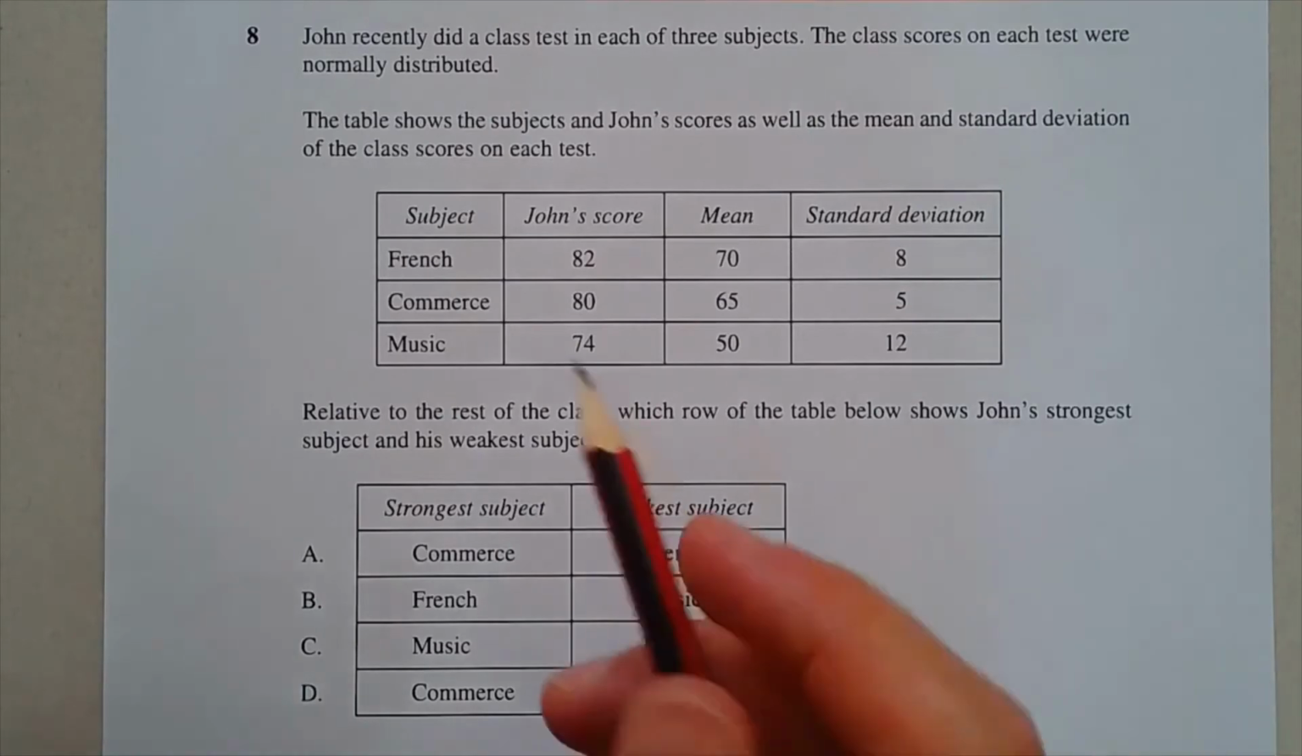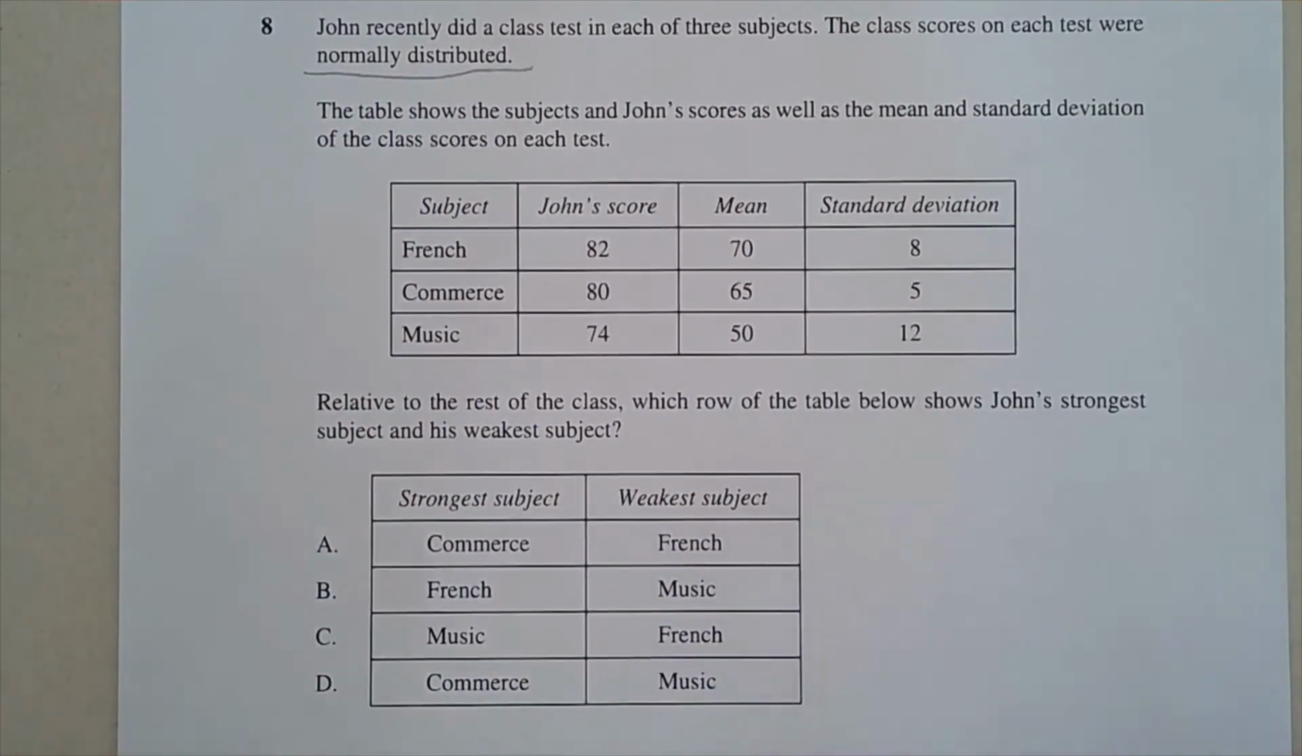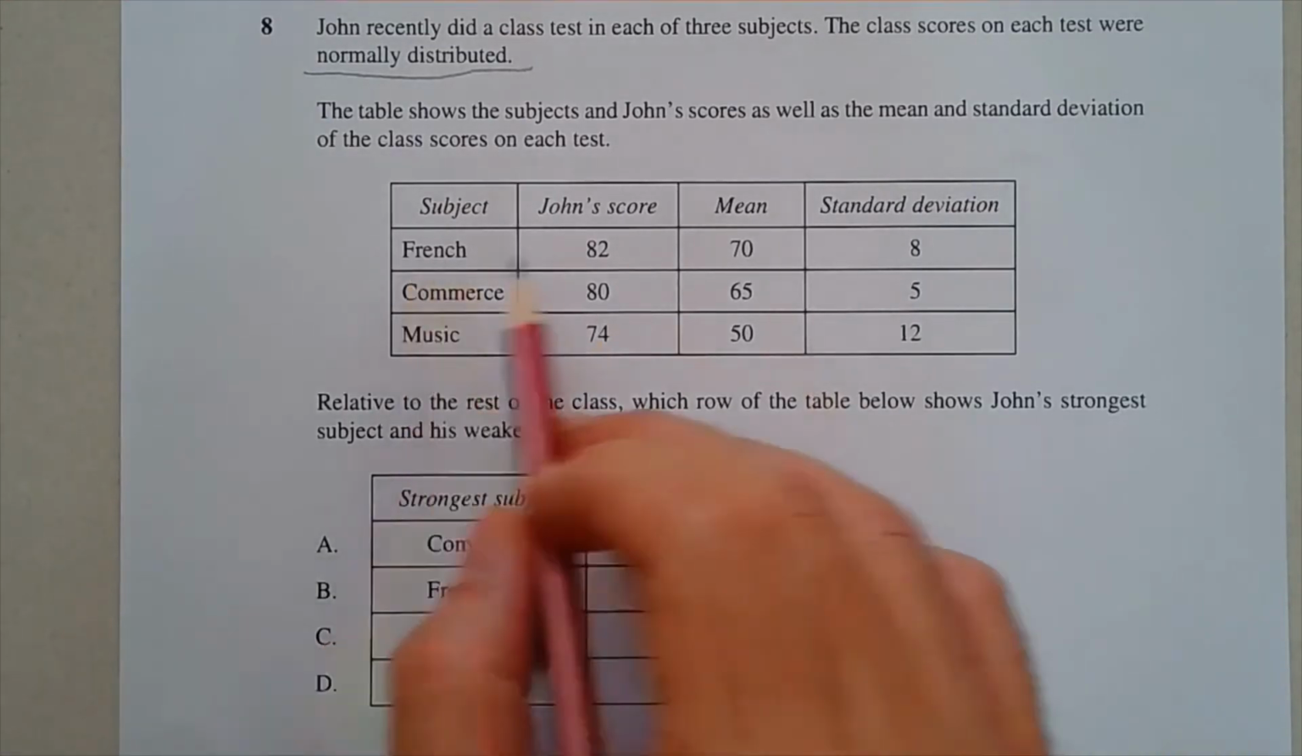So how do we know it's Z-scores? Well, we're told that it's normally distributed. As soon as you see that, you know it's going to involve something to do with the bell curve, the normal distribution, Z-scores, all that sort of comes into it. The higher the Z-score, the further along, or maybe think of it in terms of rank or strength, the subject would be for John. All right, so let's work out each one of these.